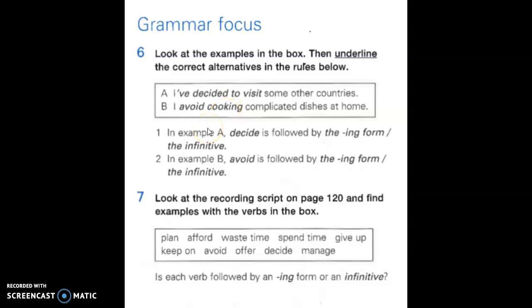Obviously, you can use them in different ways. So I can say I avoided the crowd. I can have avoid plus a noun. But if I'm going to use a verb after the verb avoid, it has to be in the ing form. I don't avoid to do something.